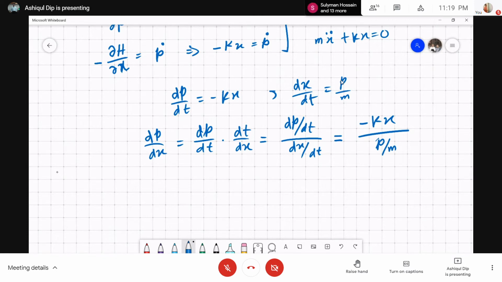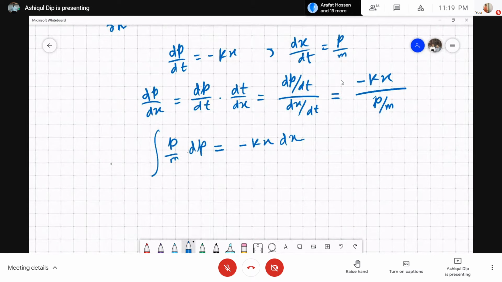So what you can do, you can take this thing on the other side. So p by m dp over dx equals minus kx. So take dx on the other side, and you get p by m dp equals minus kx dx, right? And you can integrate it with appropriate initial data, so it gives you this. So half p square by m equals minus half kx squared.